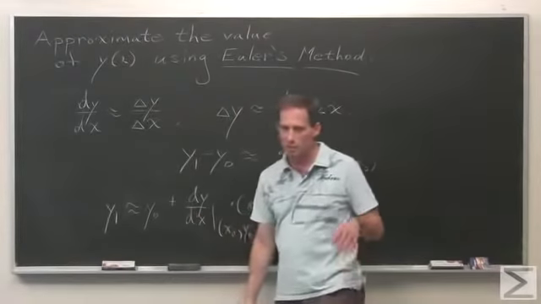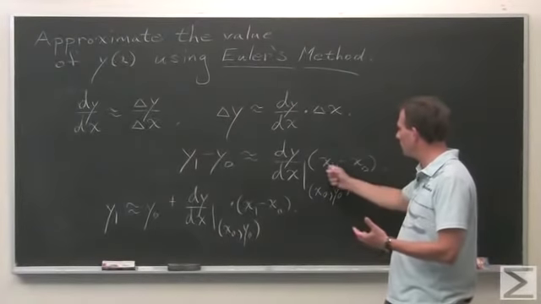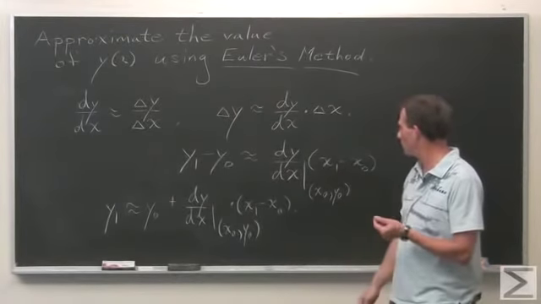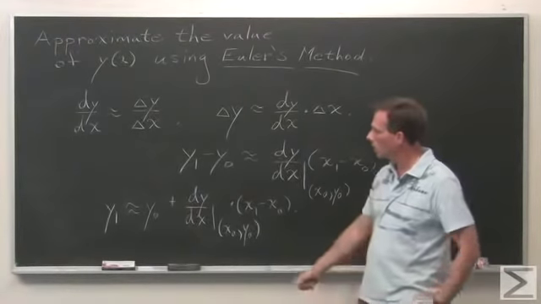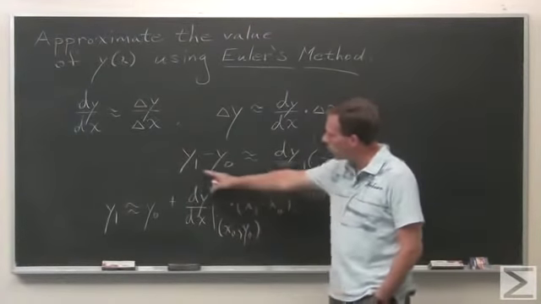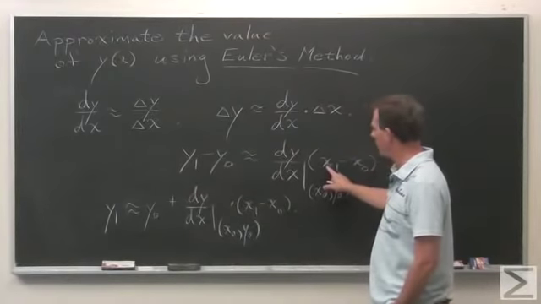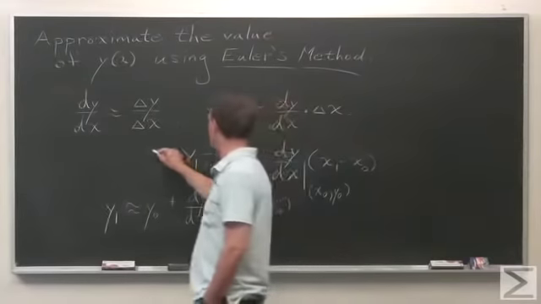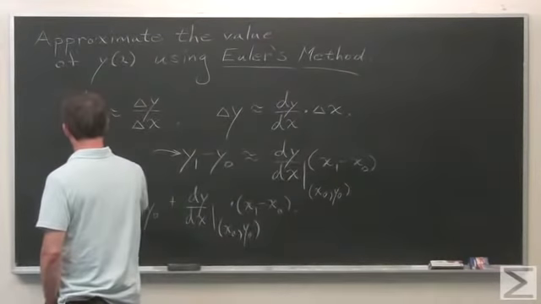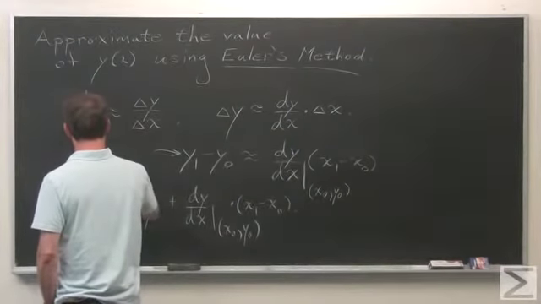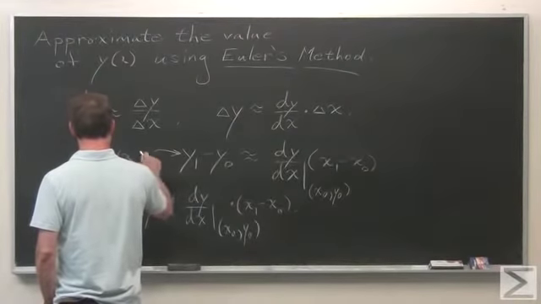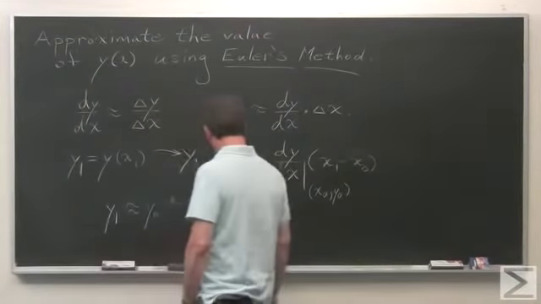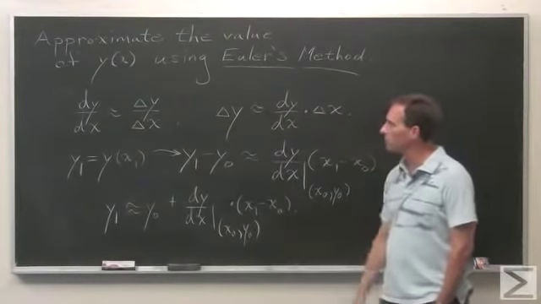When is this approximation good? Well, when the value of x1 is close to x naught. If it's not clear, I mean that y sub 1 is the corresponding y value to x sub 1. So here, I mean that y sub 1 is the y function applied to x sub 1. Okay, this is linear approximation.